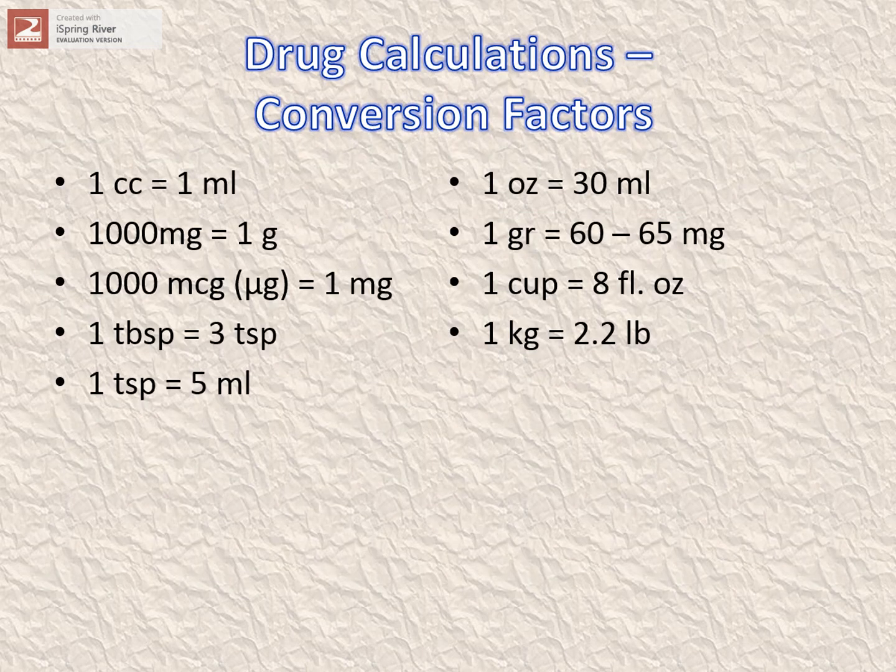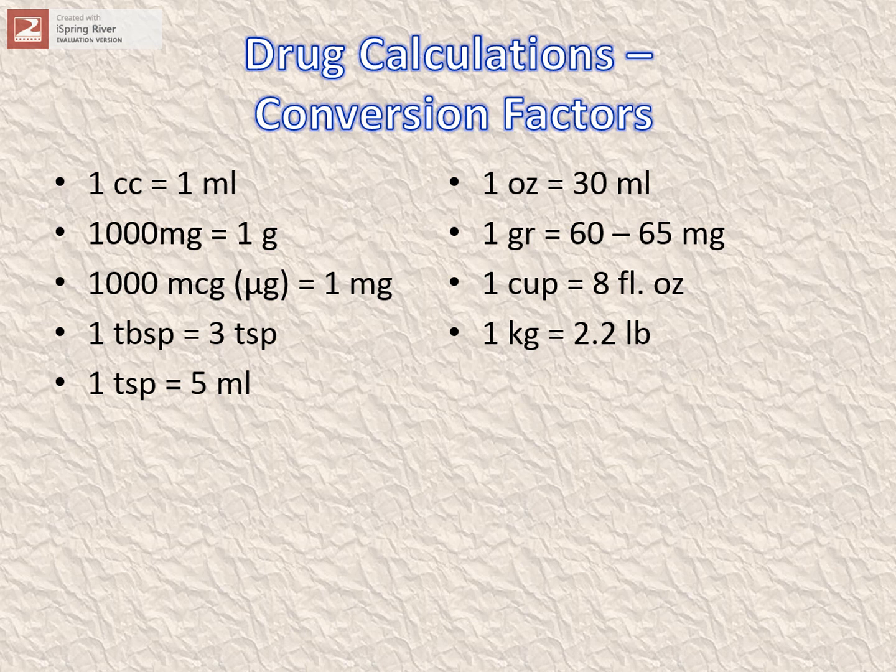All right, your conversion factors. I said we're not going to use cc's, but you will run into nurses who will still use cc's, so I want you to know that 1 cc is the same as 1 milliliter. Do not use cc, however. 1,000 milligrams is the same as 1 gram. 1,000 micrograms is the same as 1 milligram. 1 tablespoon is the same as 3 teaspoons. 1 teaspoon is the same as 5 milliliters. 1 ounce is 30 milliliters. 1 grain is 60 to 65 milligrams.